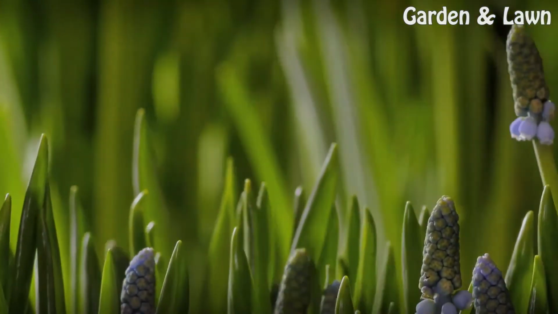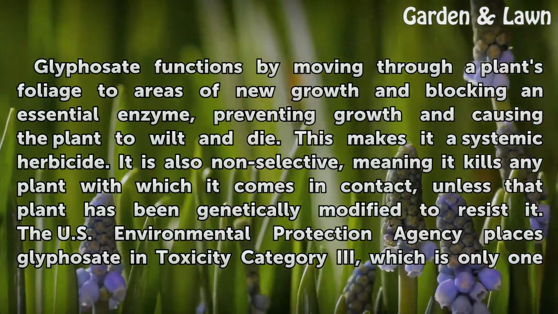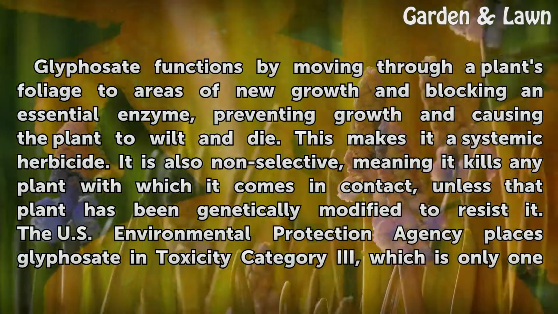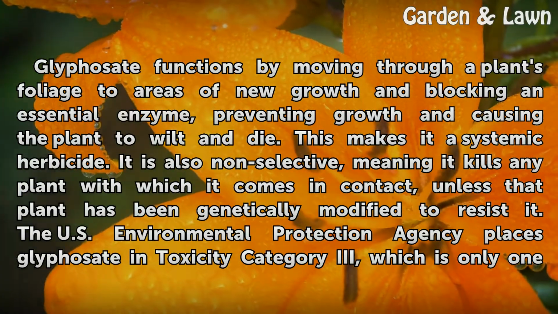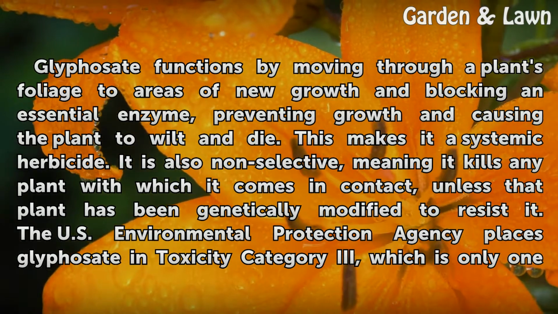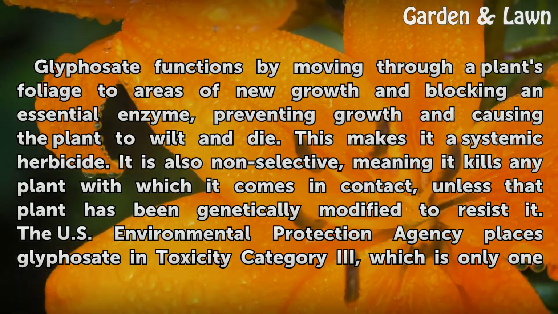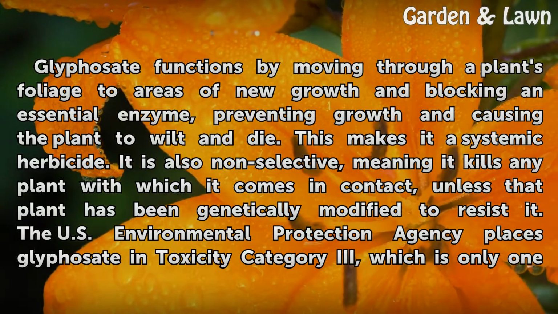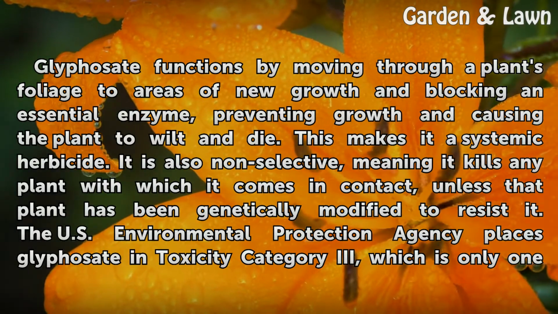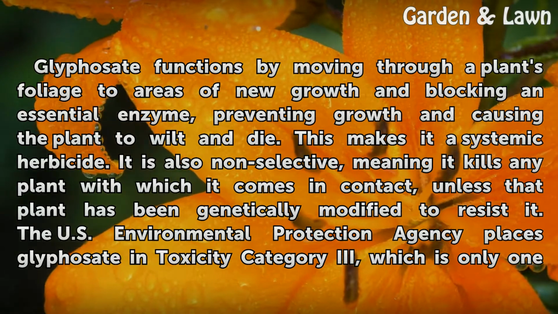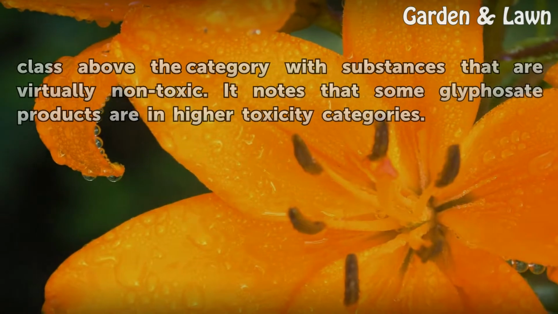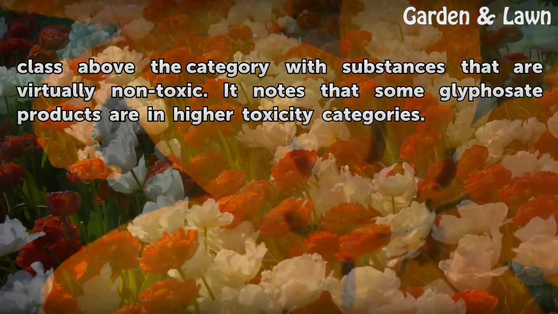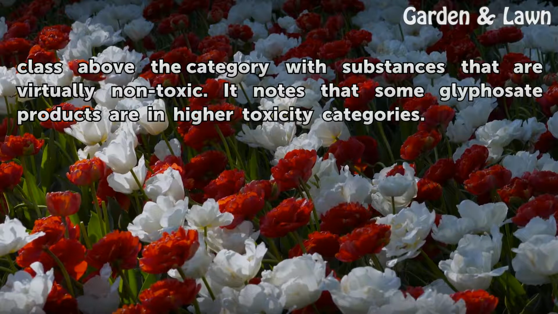Glyphosate. Glyphosate functions by moving through a plant's foliage to areas of new growth and blocking an essential enzyme, preventing growth and causing the plant to wilt and die. This makes it a systemic herbicide. It is also non-selective, meaning it kills any plant with which it comes in contact, unless that plant has been genetically modified to resist it. The U.S. Environmental Protection Agency places glyphosate in toxicity category 3, which is only one class above the category with substances that are virtually non-toxic. It notes that some glyphosate products are in higher toxicity categories.